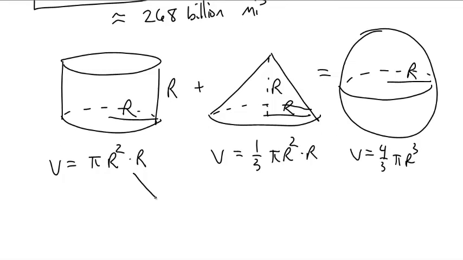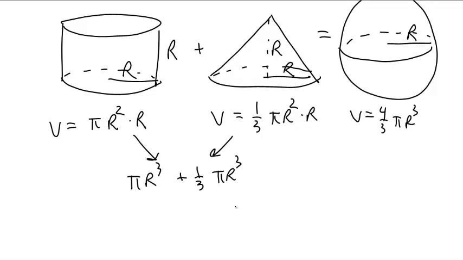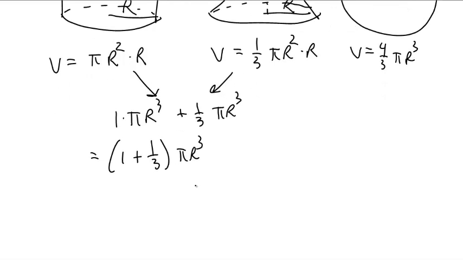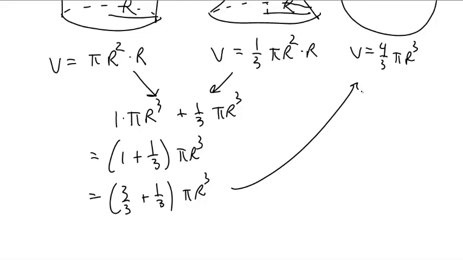And in fact, if you combine these two things, you get pi r cubed plus 1/3 of a pi r cubed. And there's a couple ways to do this. Probably the easiest way would be to factor out the pi r cubed. This is 1 pi r cubed plus 1/3 pi r cubed, and that would be 1 plus 1/3 pi r cubed, and 1 plus 1/3 is 1 and 1/3 is 4/3. If you turn the 1 into 3/3 by multiplying top and bottom by 3, you end up getting 4/3 pi r cubed.